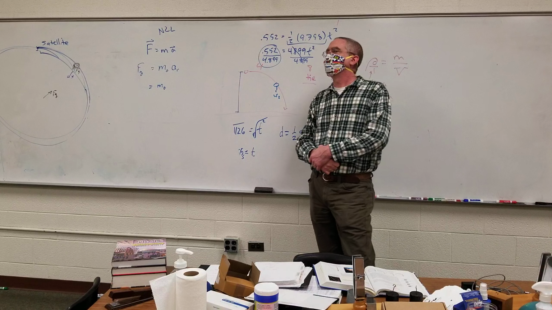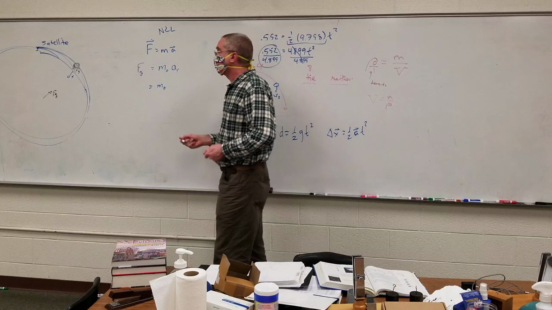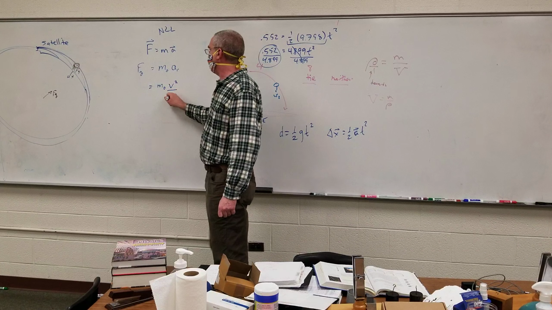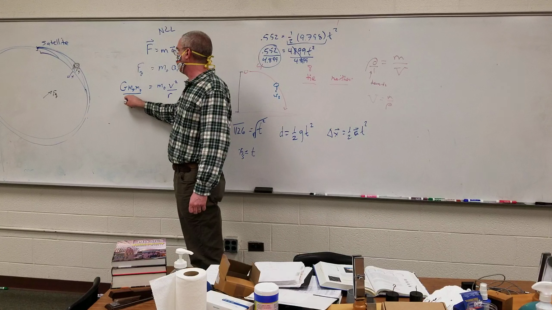Acceleration equals velocity squared over r. Speed squared. Yeah, okay. So mv squared over r, and that's going to be equal to big G, mass of the planet, mass of the object, over r squared.